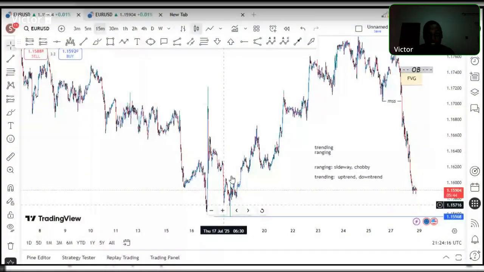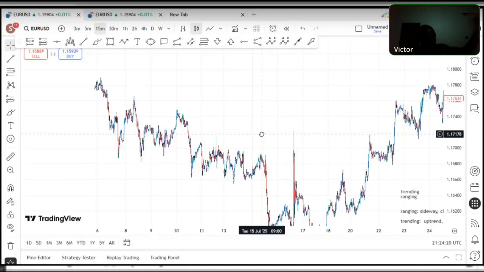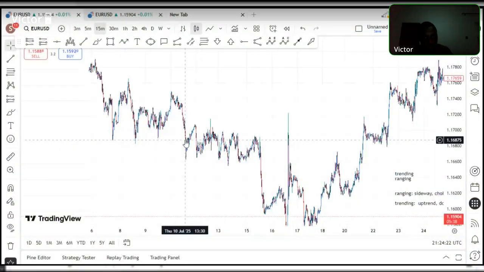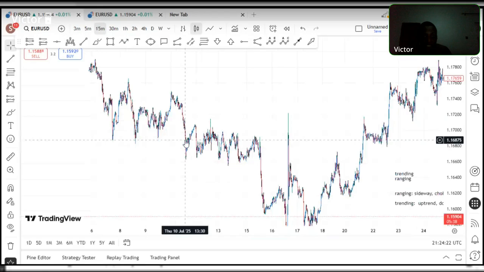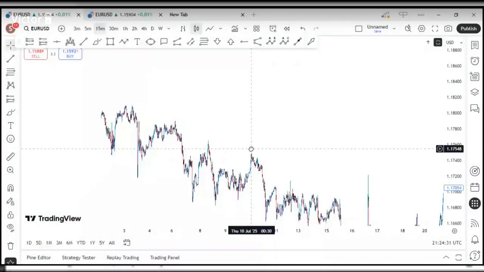Now, a downtrend is when the market is coming downwards. This is a downtrend as well. This is a downtrend. So the market is headed down. So that's downtrend. Do you understand? If you understand, just signify.